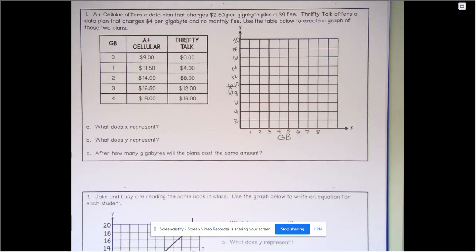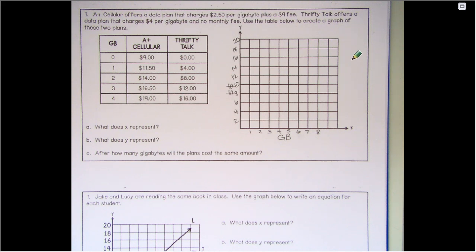I wanted to take a minute and go over with you graphing data, graphing equations, and what the lines mean when we're talking about systems of equations. So I have a couple of examples here.